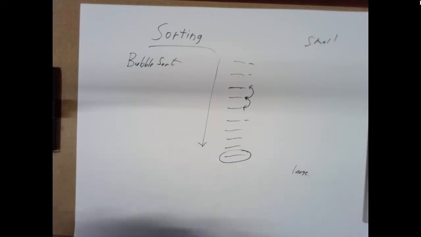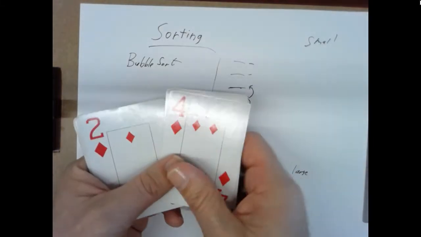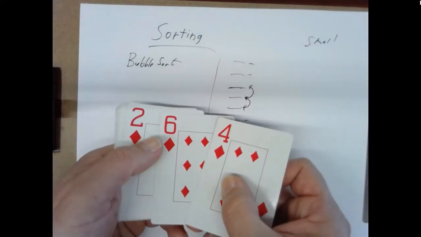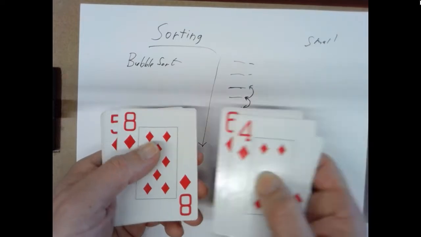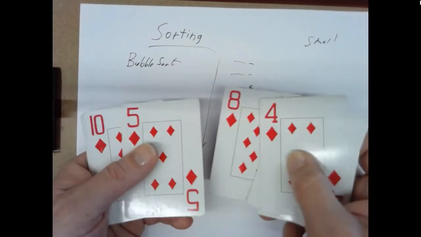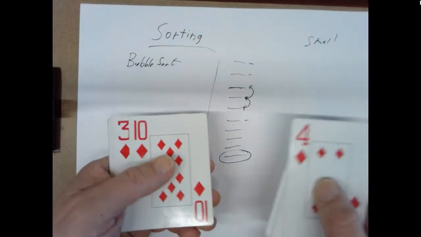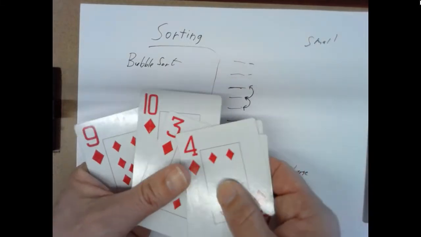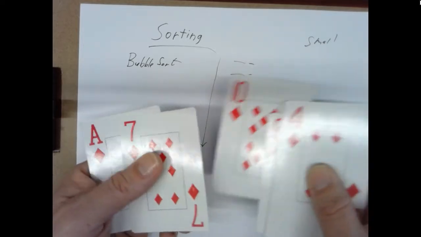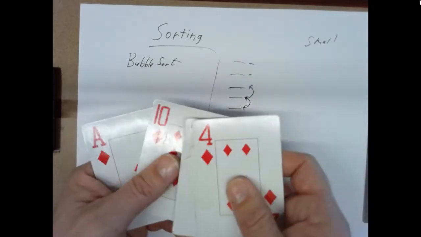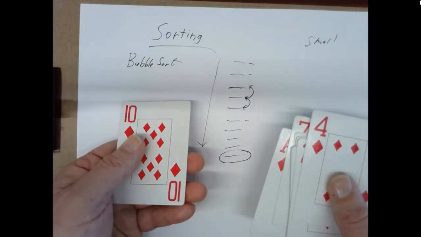Okay, so how does this work with actual data? So 6 and 4, those are in the wrong order. Let's swap them. 6 and 2, those are in the wrong order. Swap those. 6 and 8, those are in the correct order. 8 and 5, those are in the wrong order. Swap them. 8 and 10, those are correct. 10 and 3, wrong order. Swap them. 10 and 9, wrong order. Swap. 10 and 7, wrong. Swap. 10 and 1, wrong. Swap. And we're done. And there's your 10 in the last position.